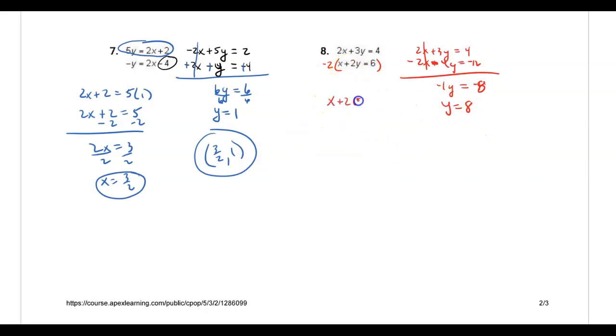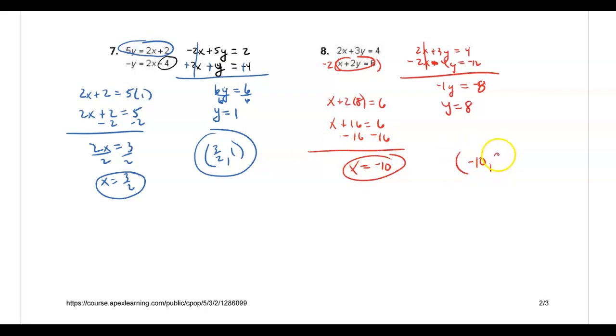X plus 2 times 8 equals 6. I use this equation here. So x plus 16 equals 6. Subtract 16. X is equal to -10. Ordered pair solution, -10, 8.